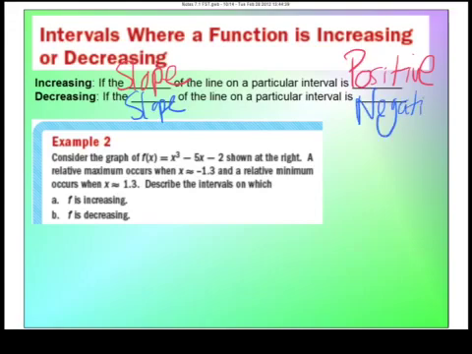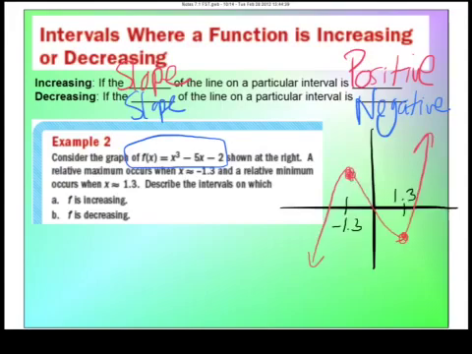So what I want us to do is to actually take this graph right here, put it in the graphing calculator and do a quick sketch of that, and then determine where we would say it is increasing and decreasing. Now here's what this particular graph would look like. It says here a relative maximum occurs when x is about negative 1.3. So the relative max is right here, and the relative minimum occurs at about 1.3, which is right there.